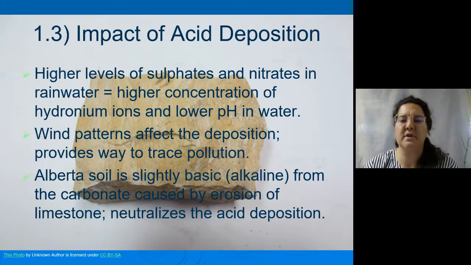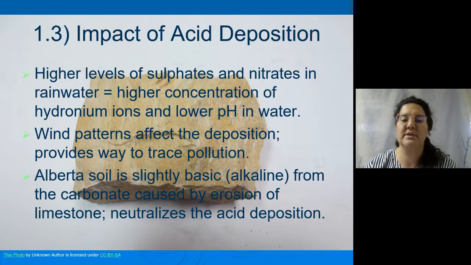So, higher levels of sulfates and nitrates in rainwater lead to a higher concentration of hydronium ions in that water and therefore a lower pH. Typically, this deposition is affected by wind patterns, and it provides us with a way to trace pollution. So where was the pollution formed versus where was the acid deposited?